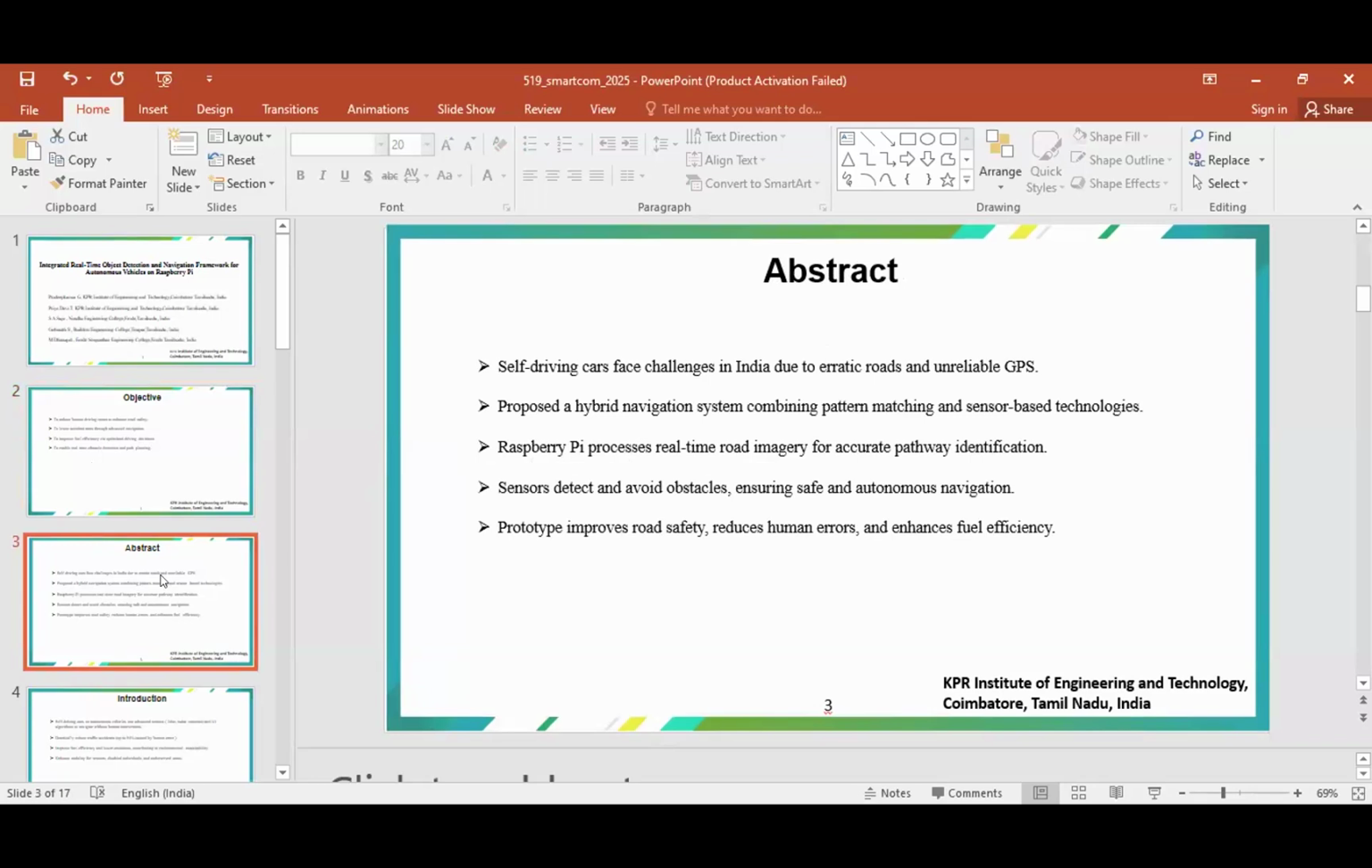Here is the abstract of this paper. Self-driving cars face challenges in India due to erratic roads and unreliable GPS. Here we have proposed a hybrid navigation system combining pattern matching and sensor-based technologies. The Raspberry Pi processes real-time road imagery for accurate pathway identification, and the sensors also detect and avoid obstacles, ensuring safe and autonomous navigation. The prototype improves road safety, reduces human errors, and enhances fuel efficiency.